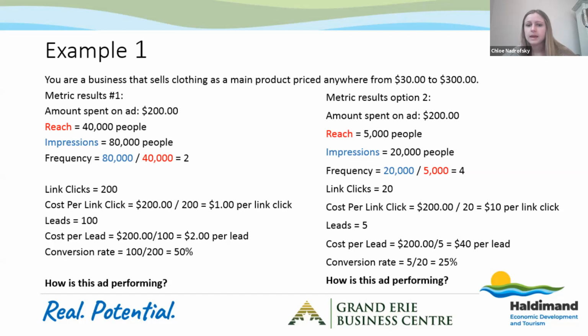The only thing is that your cost per lead is quite high this time. If you're selling a $30 product, if your customer is going to your website and just buys a $30 product, but it costs you $40 to get that lead, then you're actually losing $10. So you want to be careful there in terms of your cost per lead. And same with your link click, $10 per link click is also quite high. So this group of metrics results is riskier.